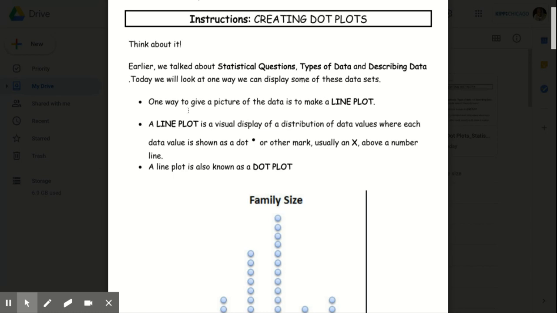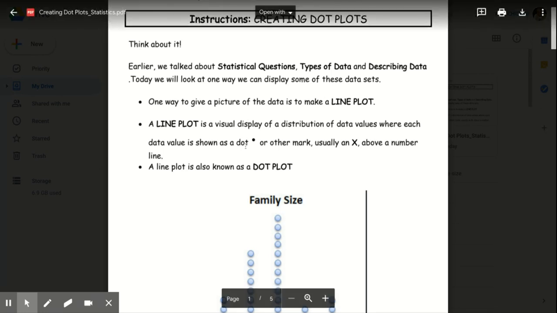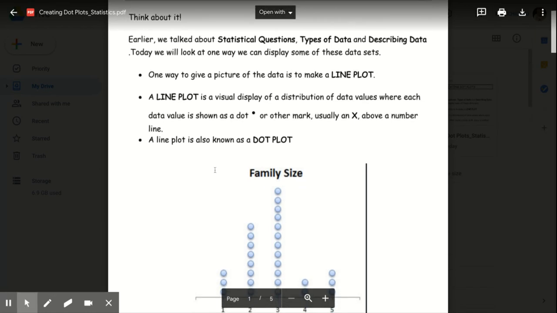So the first thing you need to know is that one way to get a picture of the data is to make a line plot. A line plot is a visual display of the distribution of the data values, where each data is shown as a dot. So each bit of information is shown as a dot or another mark, such as an X. If I had 10 kids that were 10 years old, then I would put 10 dots. If I had 3 kids that were 6 feet tall, I would put 3 dots for the six. A line plot is also known as a dot plot.